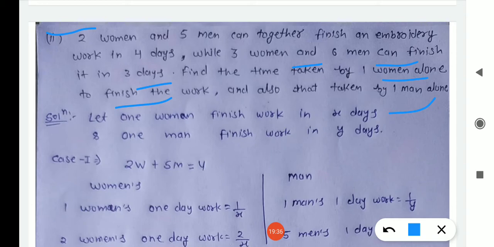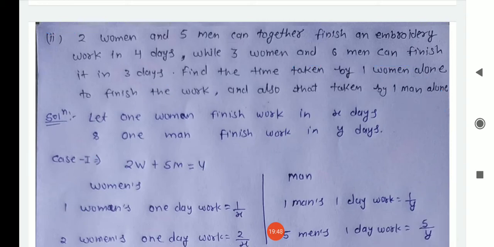Okay, so first we let one woman finish the work in X days and one man finish the work in Y days. So according to the question, what does the question say? Two women and five men, they both finish this work in 4 days.